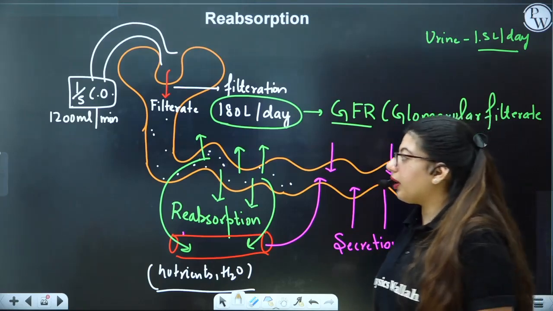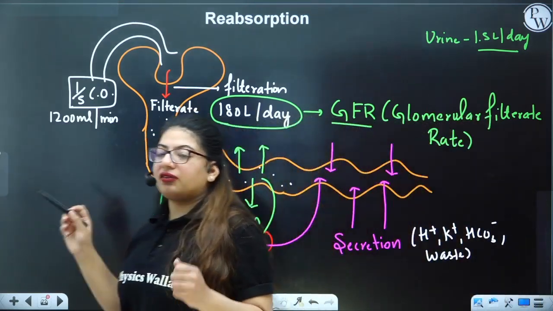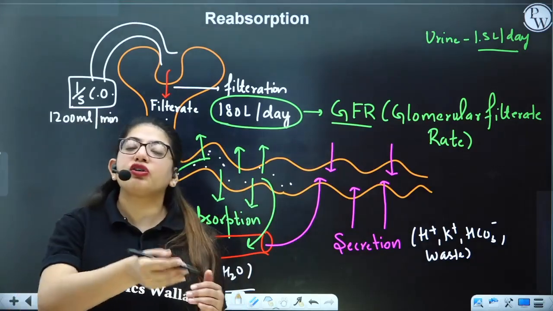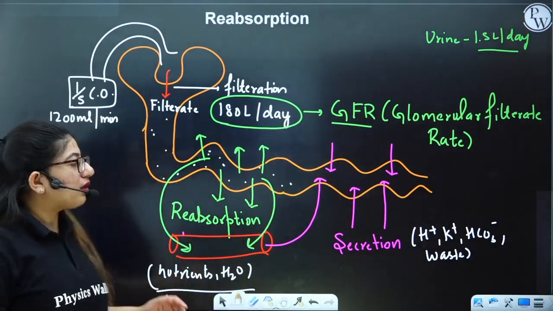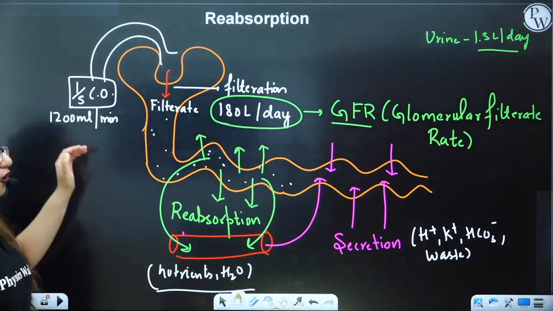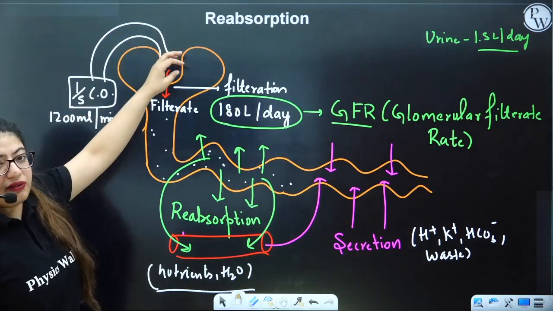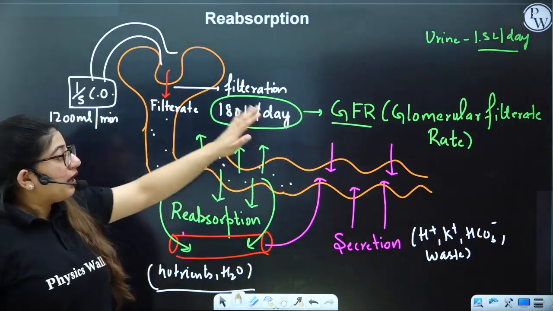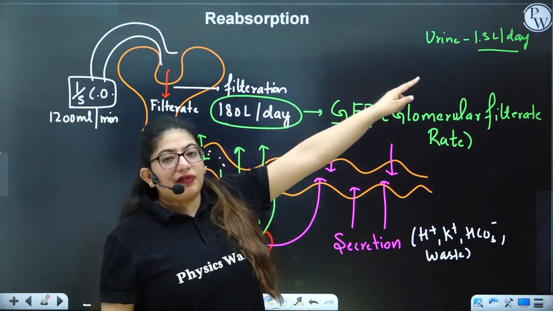They are reabsorbed. Okay, guys. So in the filtration process, we are forming a filtrate by filtering through the filtration membrane around 1200 ml per minute, which is 1/5 of the cardiac output that comes through these blood vessels, out of which 180 liters of filtrate is produced per day. And from 180 liters, 1.5 liters of urine is formed.